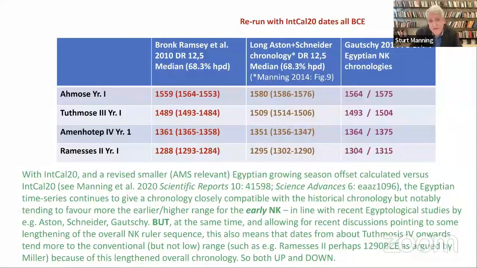But the most notable feature is the date for the beginning of the New Kingdom maybe goes up a little bit. Ironically, because the chronology of the New Kingdom becomes a little bit longer, dates for some of the later rulers actually go down a little bit. And so Ramesses II, for example, ends up probably being around 1290 for his accession, in line with Miller's recent work. It doesn't start creeping up into the 14th century.